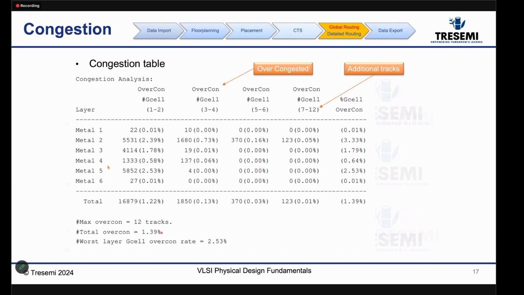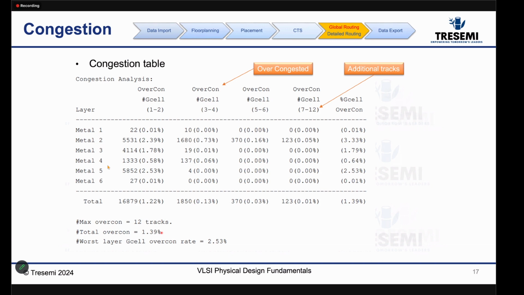So one way to look at it is by looking at this number, right? It tells you per layer how bad it is. By looking at this, M2 is the worst, followed by M4, right? And sometimes that kind of makes sense.